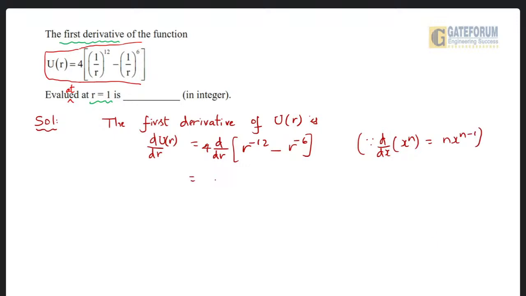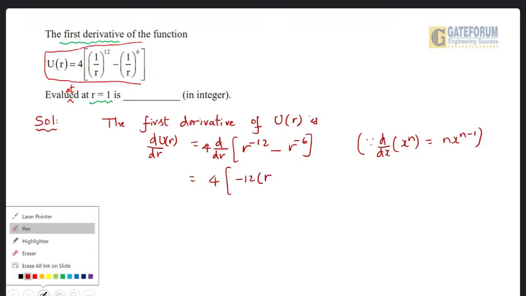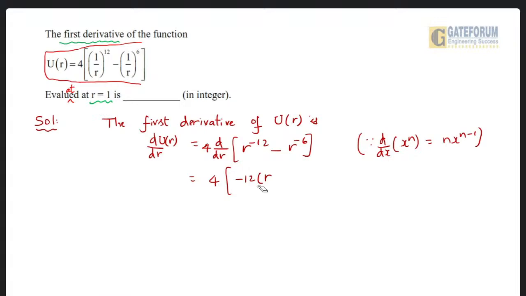So this is 4 times, using the linearity property, minus 6 times r power minus 6 minus 1, that is r power minus 7. Not required to write the bracket. So that simplifies to 4 into minus 6 into r power minus 7, that is minus 24 r power minus 7.